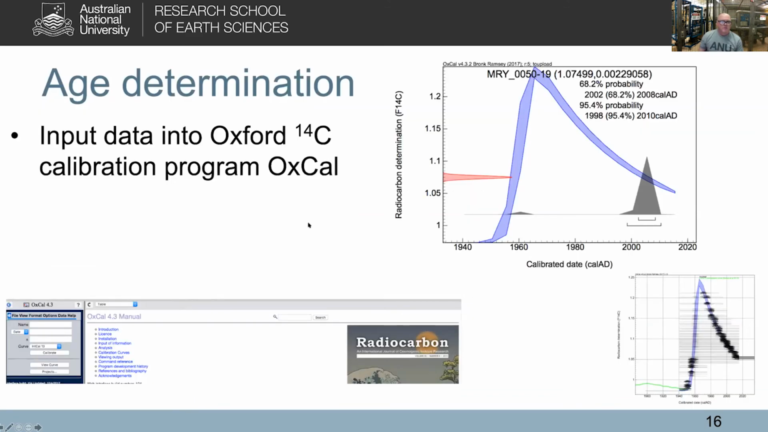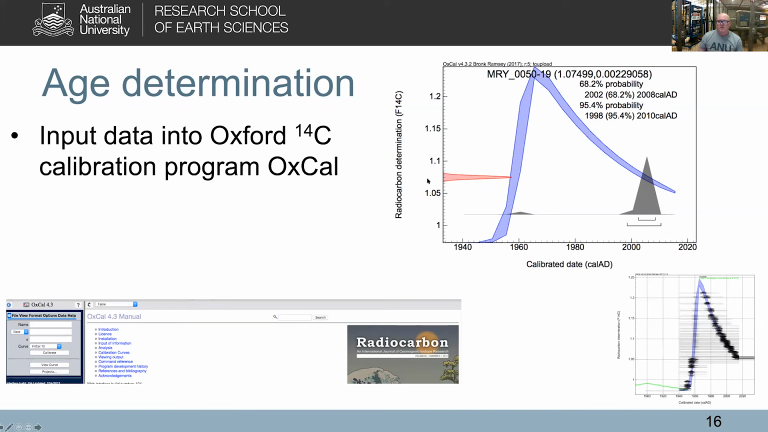So Rachel had mentioned the Bayesian modeling. That's done in a program developed at Oxford University called OxCal. We put in a slightly different method, we input that data, and instead of having the calibration curve that Rachel showed, what we have here is our bomb calibration curve.